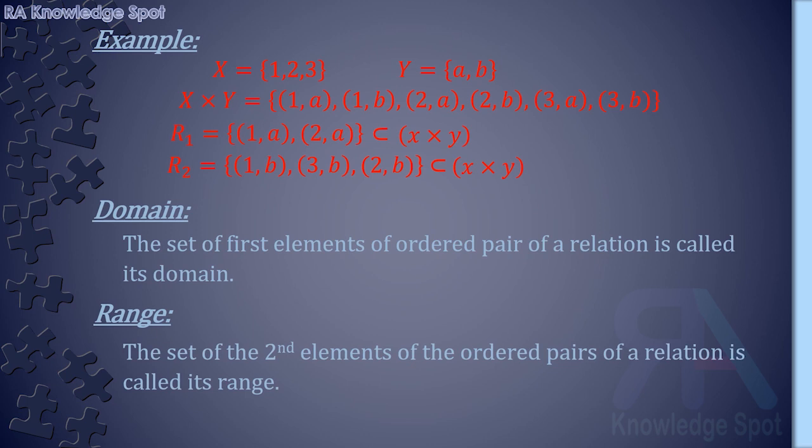Now what is range? The set of second elements of the ordered pairs of the relation is called its range. You can see the example, the two sets, then Cartesian product, relation, and now the domain of the relation, it's 1 and 2. You can write 2 1.